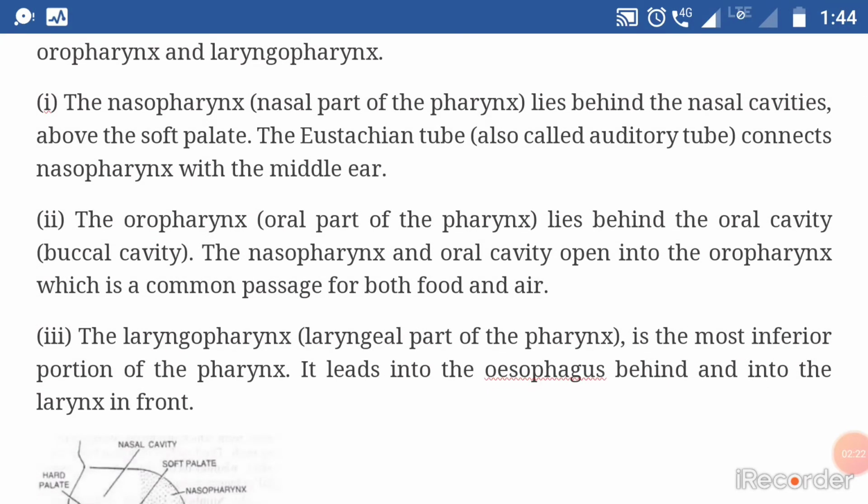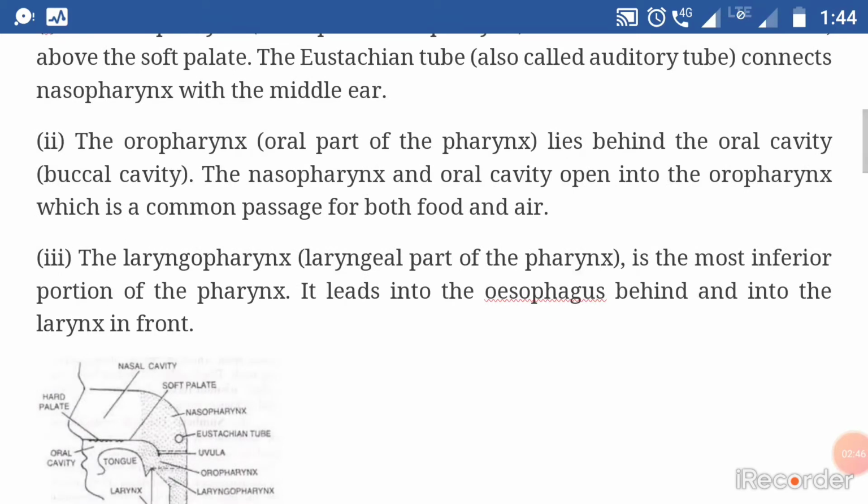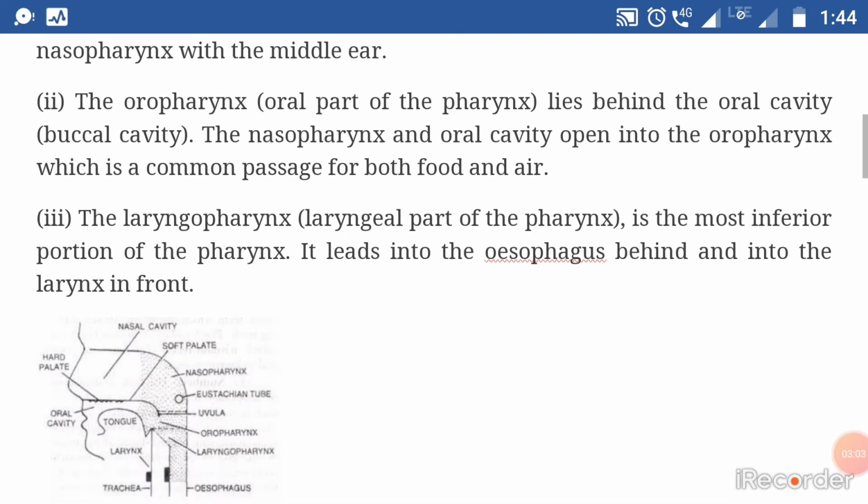The second is the oropharynx. This is the oral part of the pharynx, lying behind the oral cavity, meaning the buccal cavity. The nasopharynx and oral cavity open into the oropharynx, which is a common passage for food and air. The laryngopharynx consists of the laryngeal part and is the most inferior portion of the pharynx. It leads into the esophagus behind and into the larynx in front.